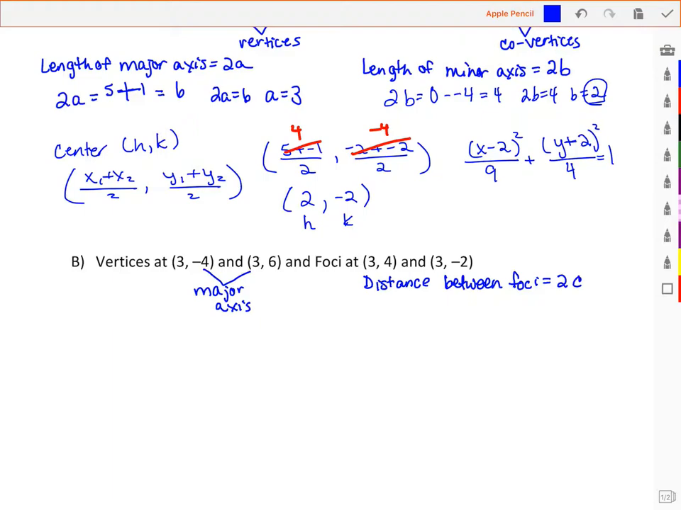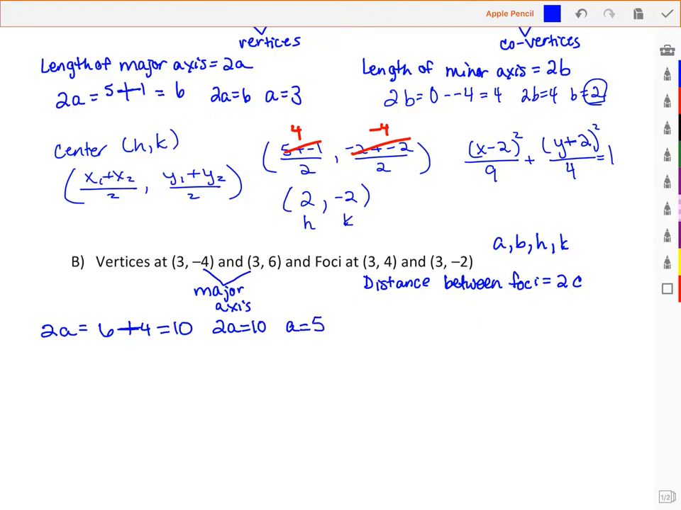And I'll get into how we can use that. So once again, to write the equation, we need a, b, h, and k. Because we've got the major axis, we can get a. Same way we did on the previous example, 2a equals the length. Don't worry about the x's, I'm just going to worry about the y's. So 6 minus a negative 4. Well, that's a plus, which makes that 10. So 2a equals 10, which means that a is equal to 5.